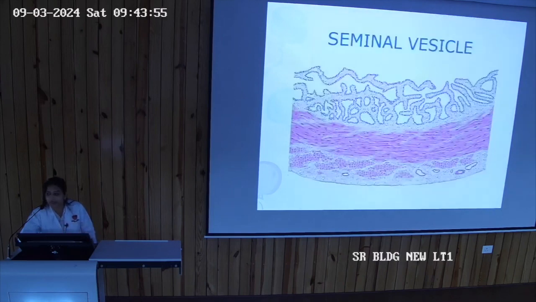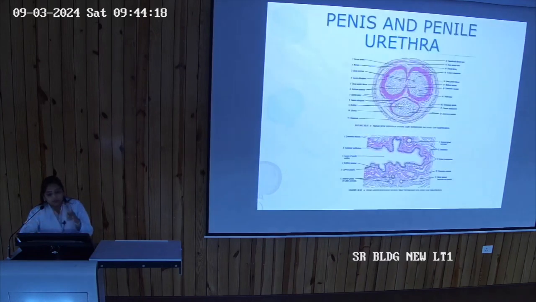Next, we have the seminal vesicle, another type of gland, which contributes most of the semen, about 70%. An important content of the fluid contributed by it is a fructose-rich medium, which provides energy to the sperm, and also phospholipids.